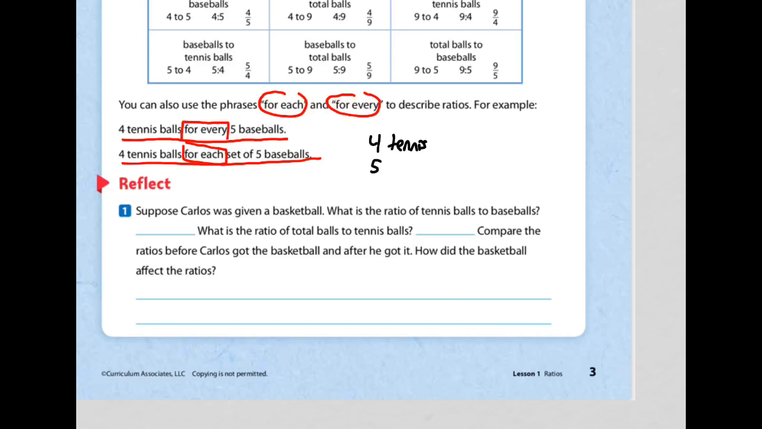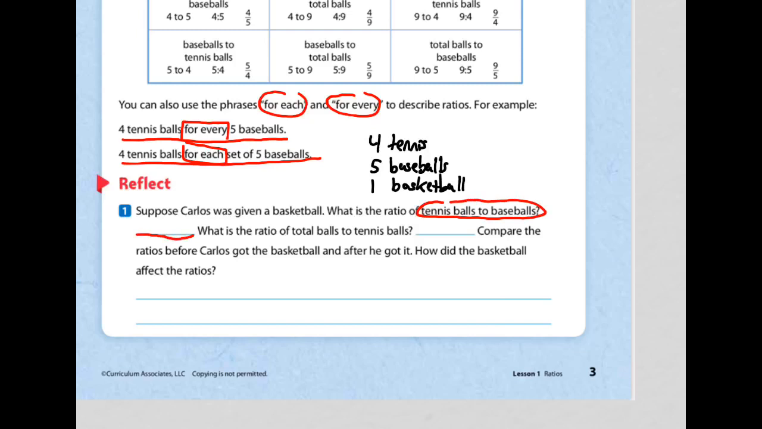He had 5 baseballs. And now he's given 1 basketball. So I'm going to write that down there. So now the question says, what is the ratio of tennis balls to baseballs? So I'm going to circle that. Tennis balls to baseballs. So that's going to go on this line.